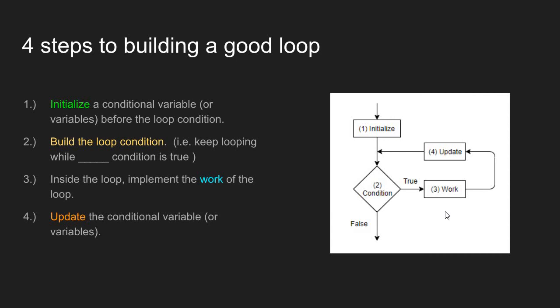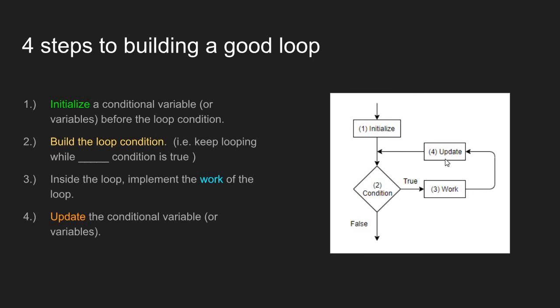It doesn't have to be tied to the logic controlling the loop, but it needs to be there. And then finally, the toughest one that I see new students struggle with when building good loops is the update statement. You need to update the conditional variable or variables before you get to the end of the loop body. So inside our loop body, the last thing we do, we need to update our conditional variables.